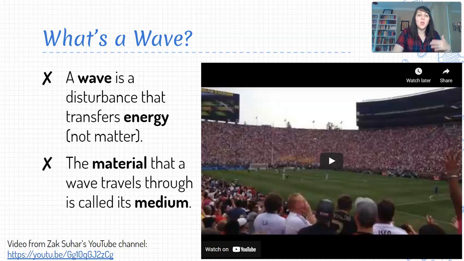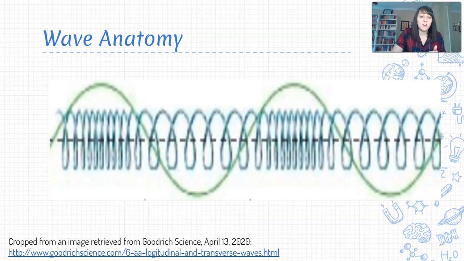And so when we look at a wave and we identify a wave moving through something, typically for mechanical waves, a wave has to be traveling through something. We call that the medium, the material that our wave is traveling through, right? So those are some of the basic defining features of a wave. Now let's get into a little bit of wave anatomy, all right?